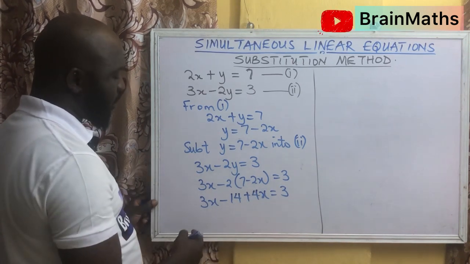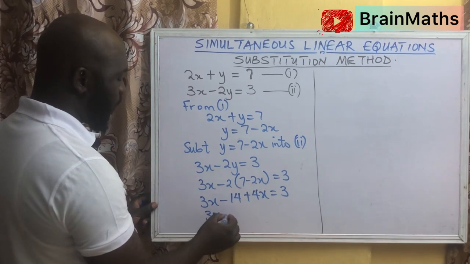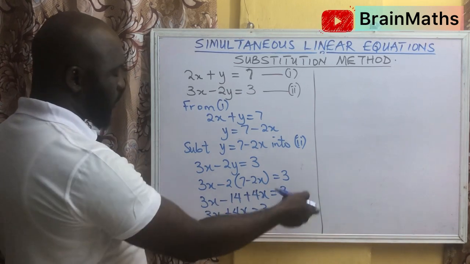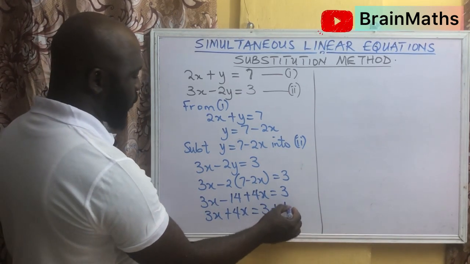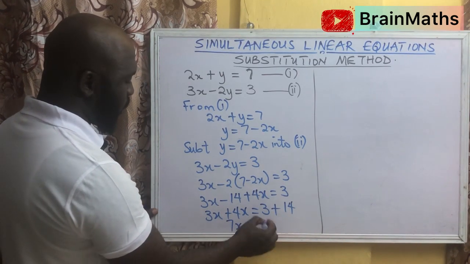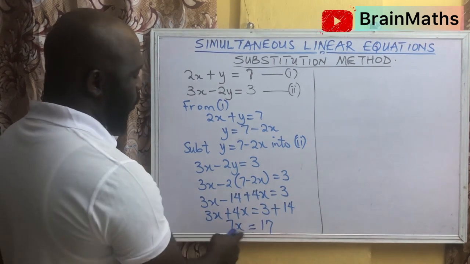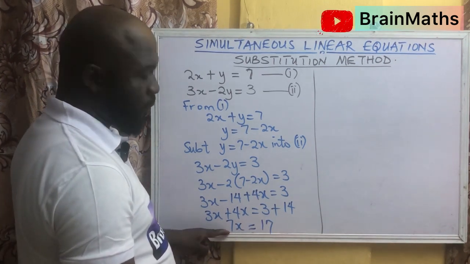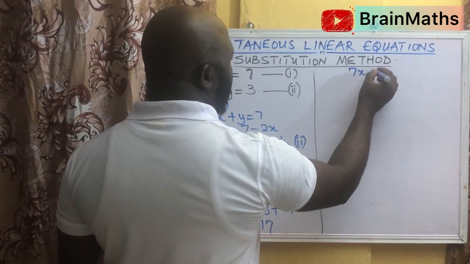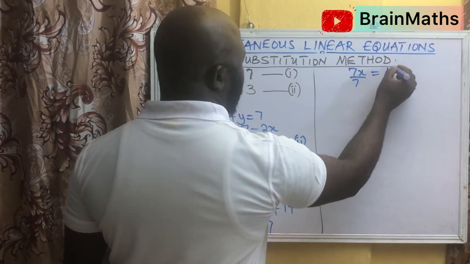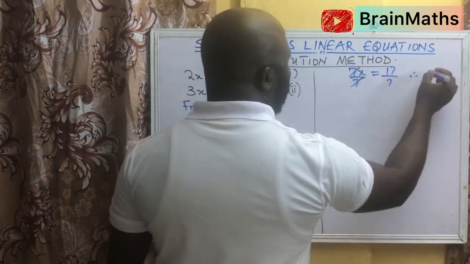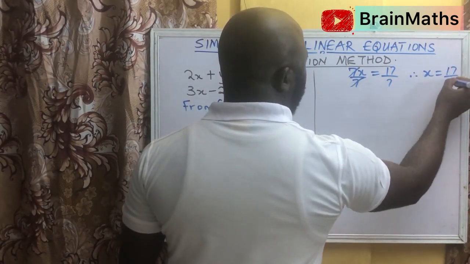So let's try to collect like terms now. We have 3x plus 4x equals 3, and when this goes there, it becomes plus 14. And that is going to give us 7x equals 17. So we have to divide both sides by the coefficient of x, which is 7. When you do that, you have 7x over 7 equals 17 over 7. And that implies that our x equals 17 over 7.